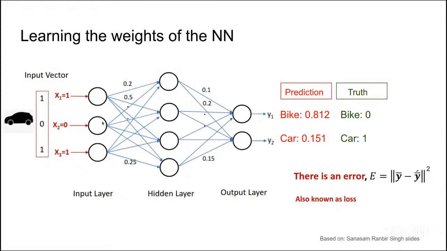So you have the input and the label, the truth value, and you calculate the error between them. You can define the error as a mean squared error, which is also known as the loss function. There are different functions; here we are using a mean squared error loss function.